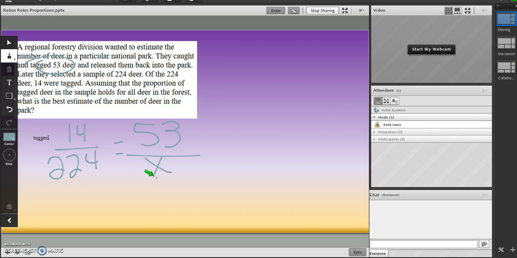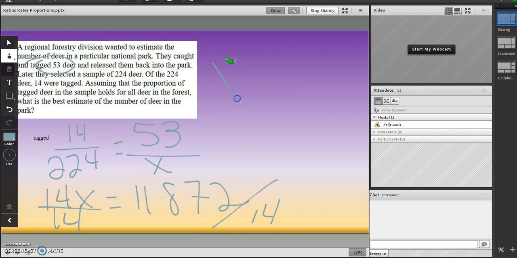We need to cross multiply, so 14 times x, and then we need to do 224 times 53. That's 11872, and then divide on both sides. We're going to divide by 14 on both sides. So we have 848 deer. Remember, always put your labels.